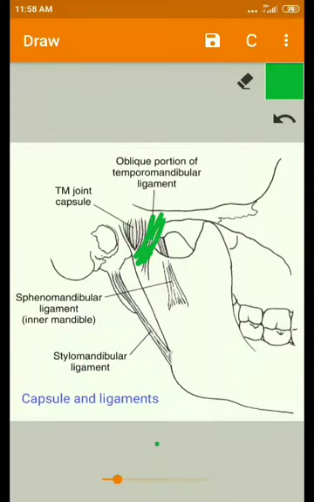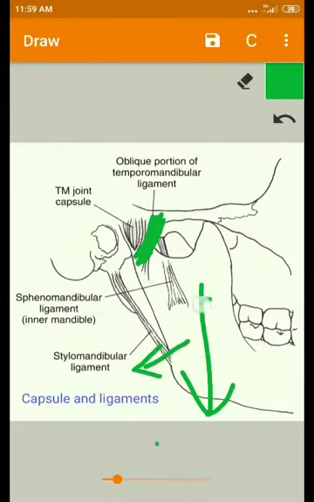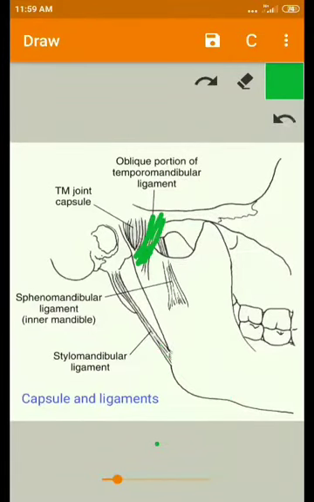What is the function of this oblique portion? It serves as a suspensory ligament and limits the downward and posterior motion of the mandible. Okay, so again we will see.